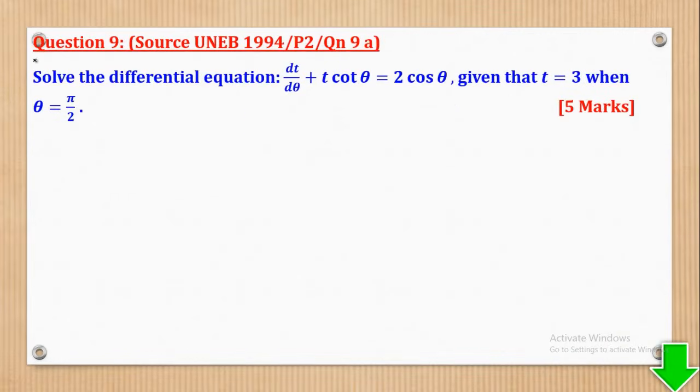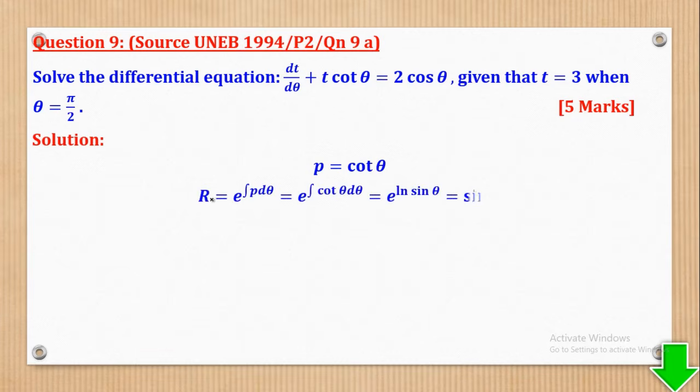So now we shall go to question 9, which came from UNEB 1994, paper 2, question 9a, and says solve the differential equation this, given that t is equal to 3 when theta is equal to pi over 2. So the good thing is that the coefficient is already a positive 1, implying that this coefficient, I think you see that here it is t, implying that the p will be equal to the coefficient of t, which is cot theta.